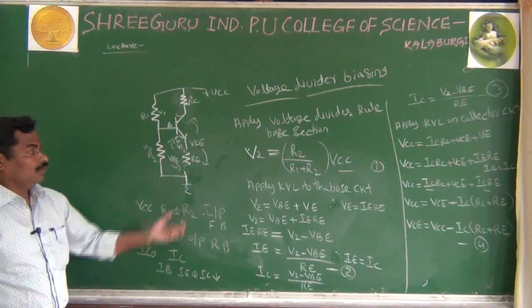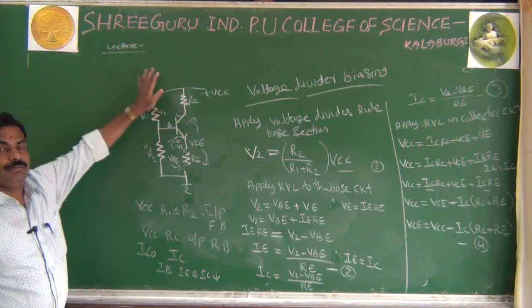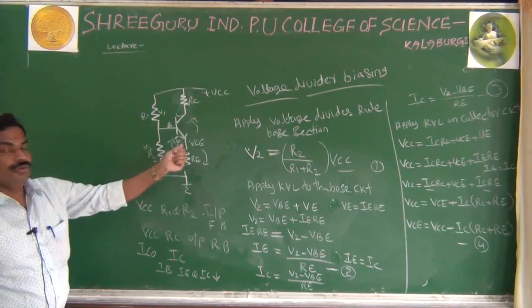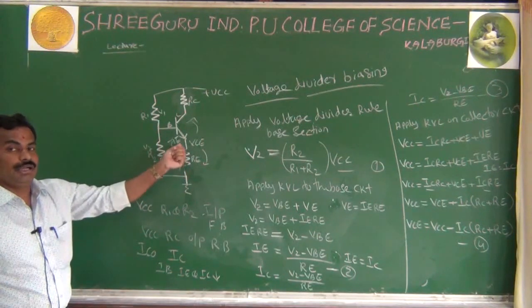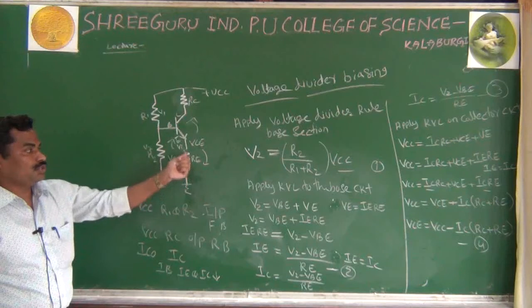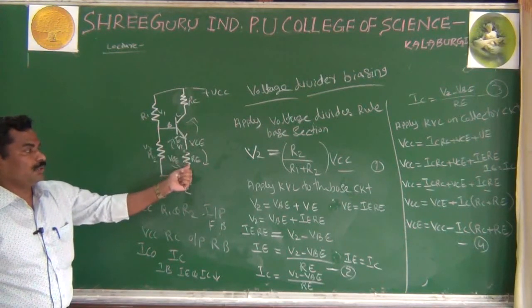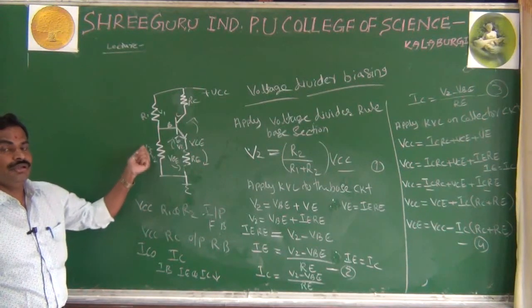How to make it stable? By using your RE. Once the temperature increases, the collector current increases, and that will increase the emitter current. If the emitter current increases, the voltage across the resistor increases, and once the voltage across the resistor increases, what happens? That will decrease the input voltage.